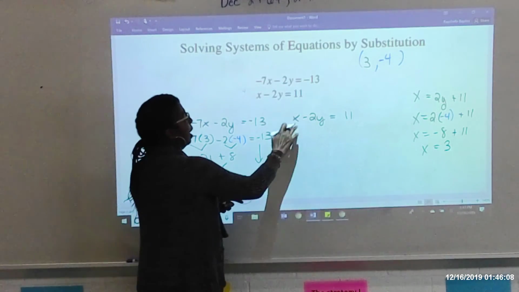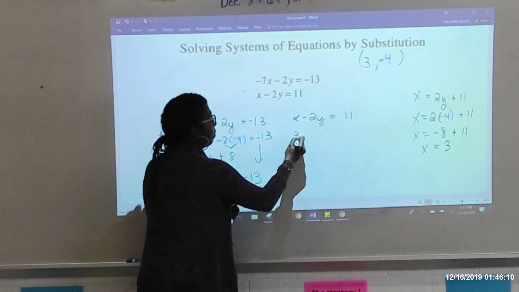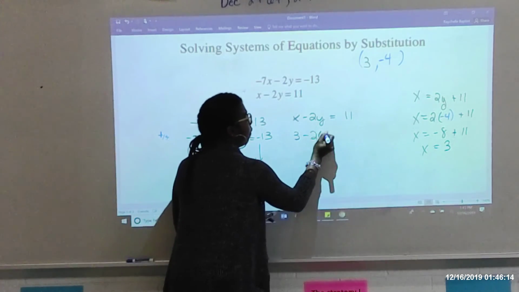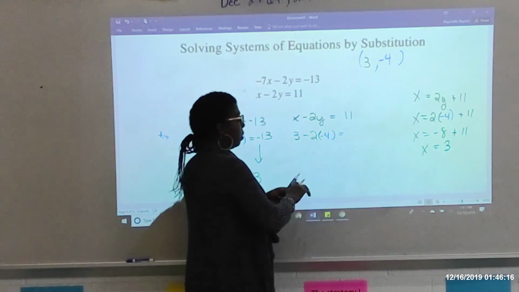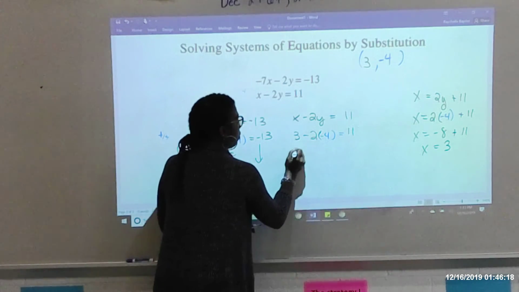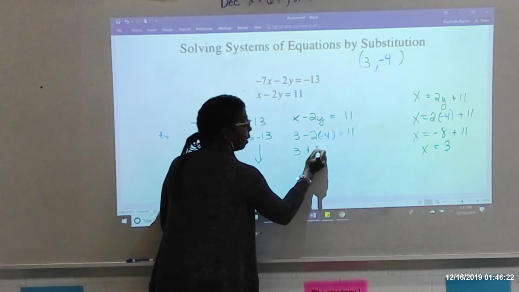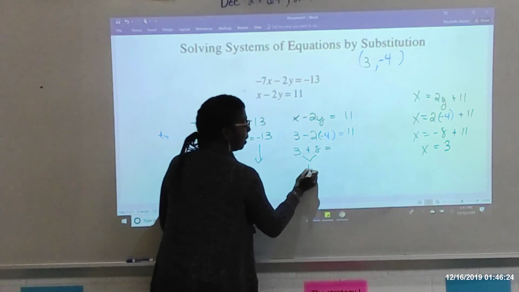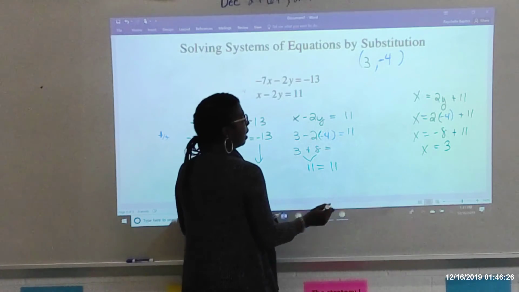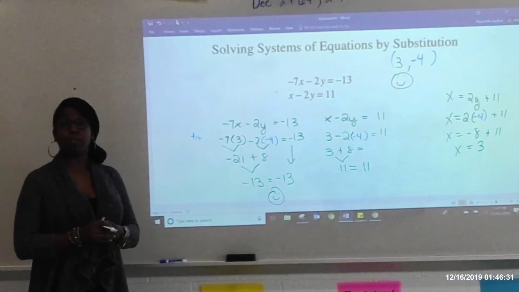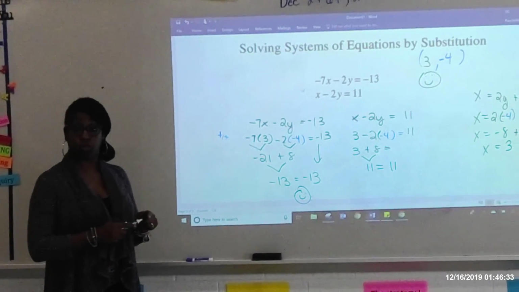The last one: x is positive 3 minus 2 times y, which is negative 4, is equal to 11. Negative 2 times negative 4 is a positive 8. 3 plus 8 is 11. 11 equals 11. So guess what? Our solution is correct because it makes both equations true.